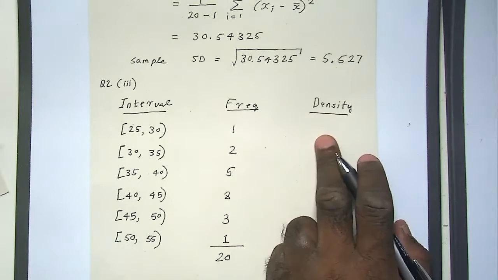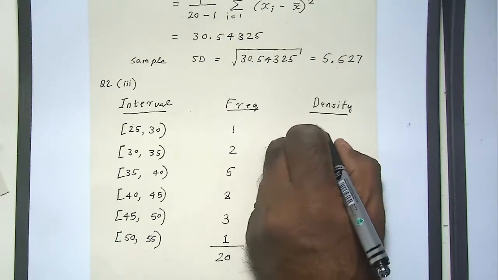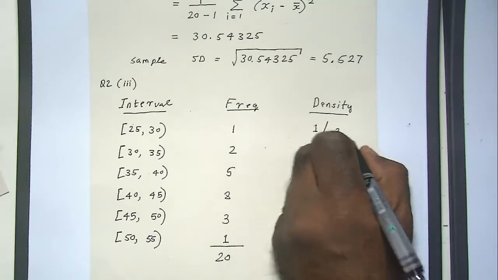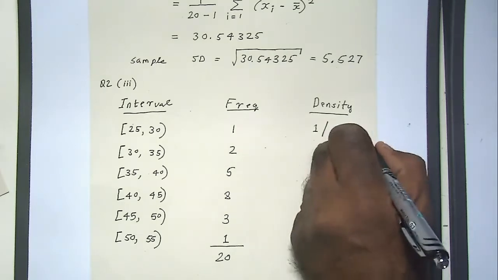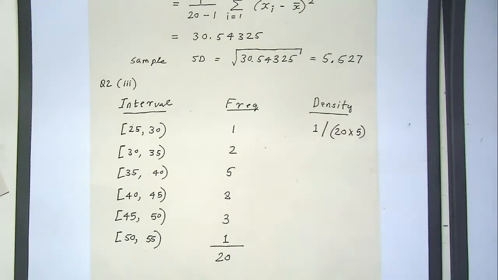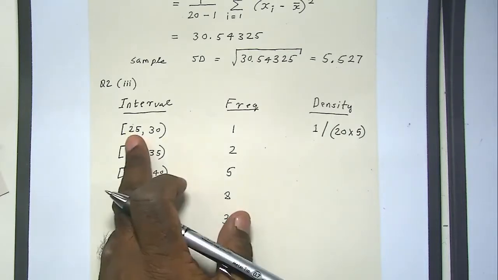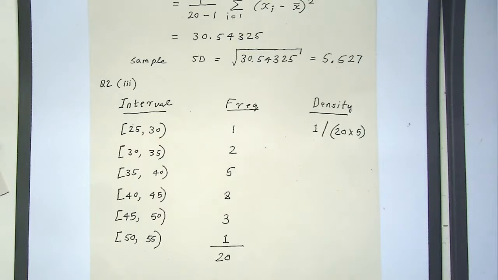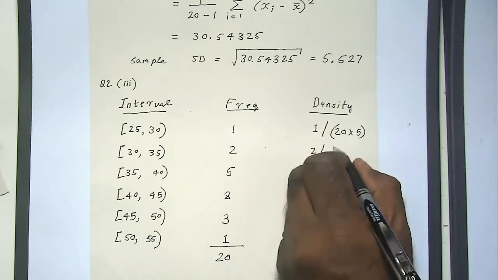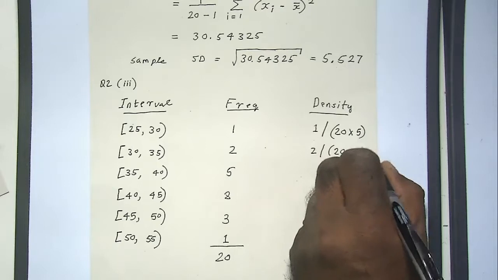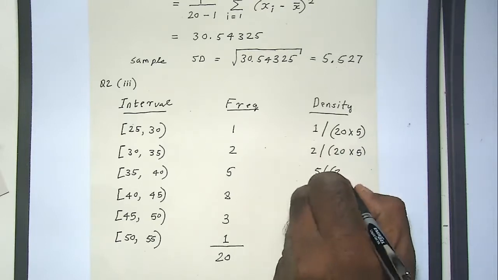Now the density column. You have to divide by 20, the total number of data points. But you also need to divide by the length of each interval, which is 5. I will explain why you need to divide by 5 in a minute. So it will be 2 divided by 20 times 5, 5 divided by 20 times 5.